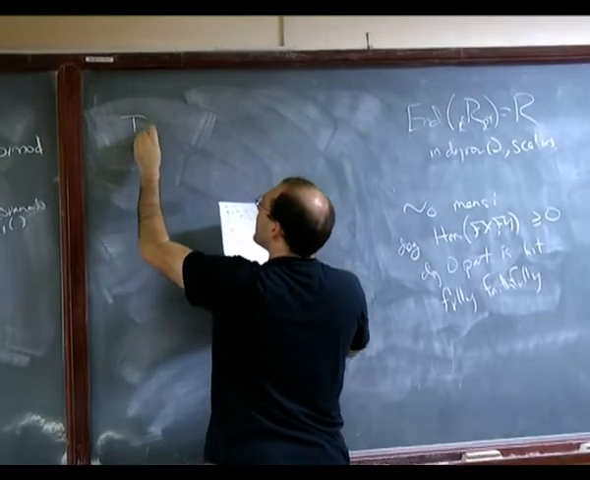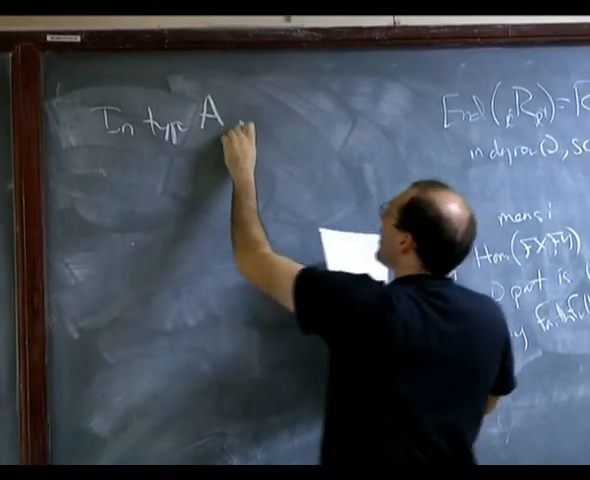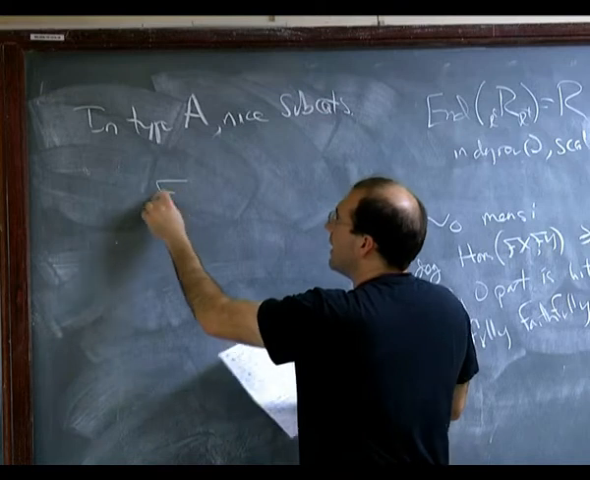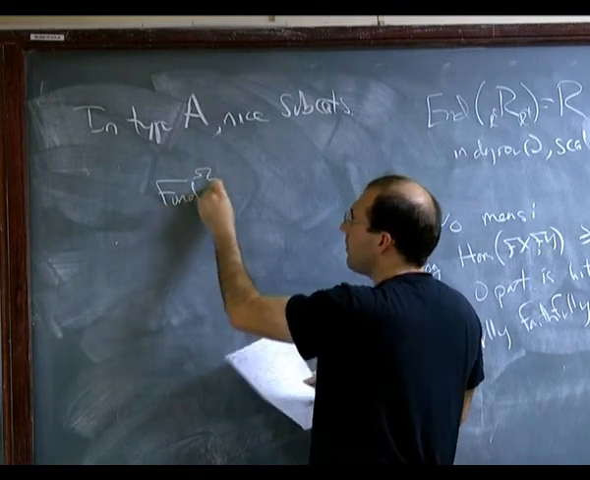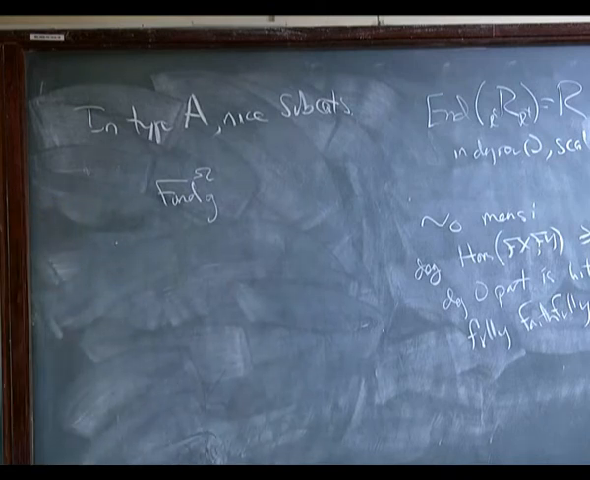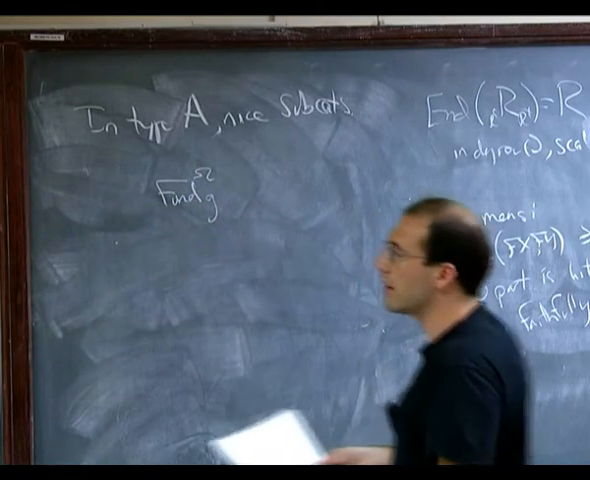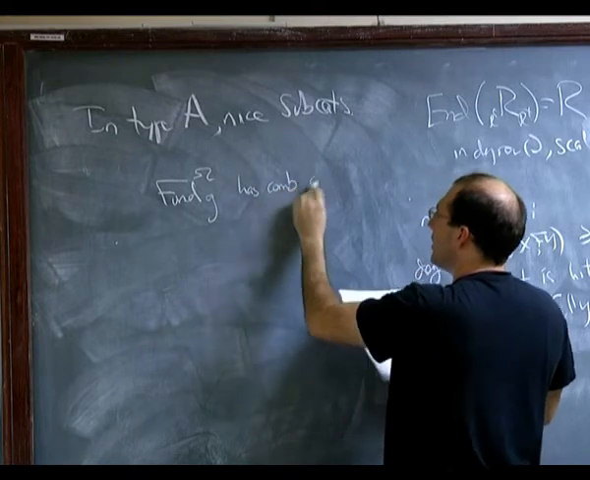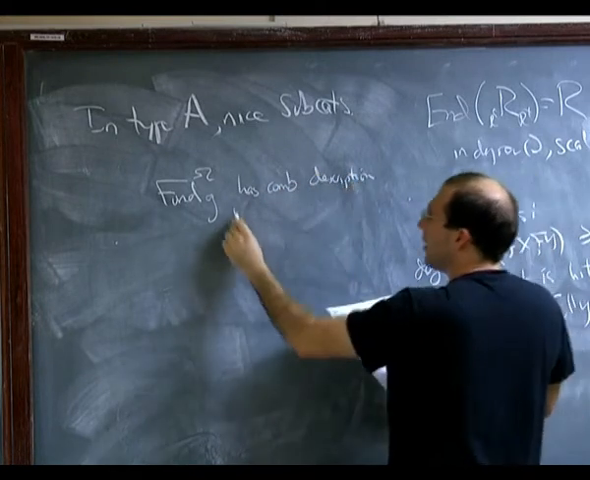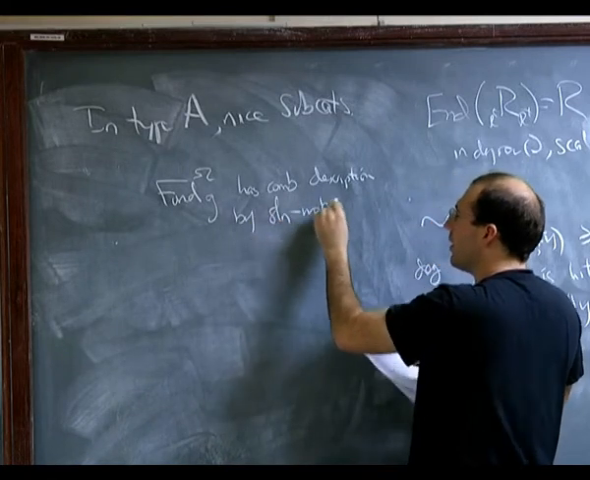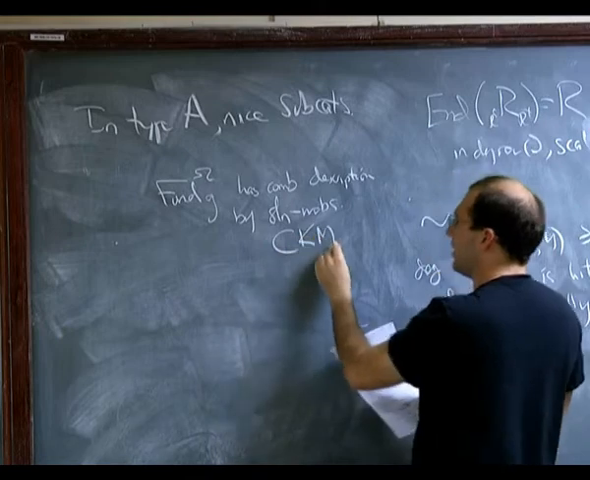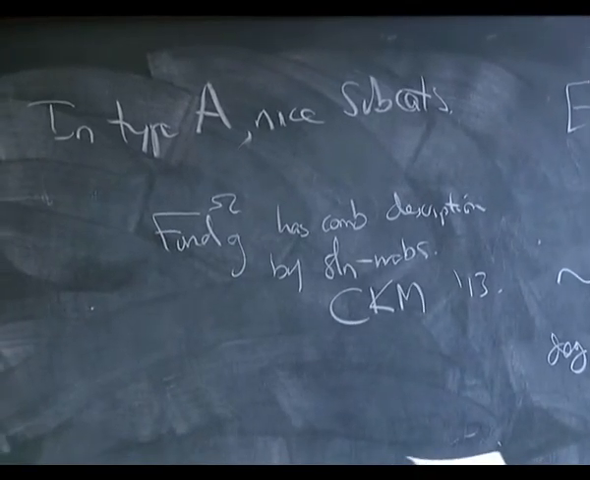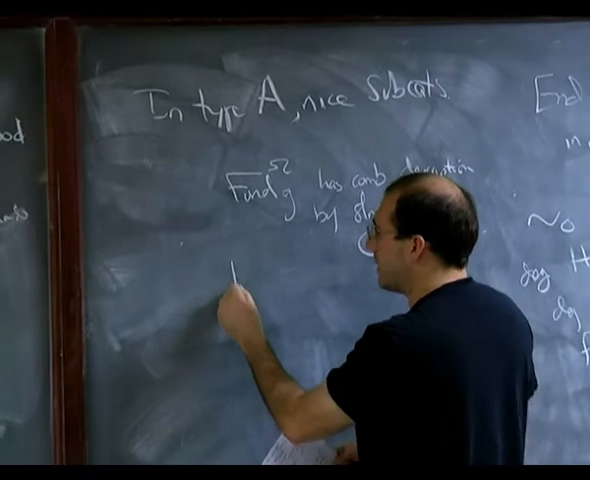So in type A, we have nice subcategories. The point is, we already know what the nice subcategory of one side is. It's going to be tensor products of fundamentals. But the point is that in type A, all fundamentals are minuscule, and so we can understand things fairly easily. So this has a nice combinatorial description by things called SL_N webs. This is due to Cautis, Kamnitzer, and Morrison in 2013. Fairly recent. And I'll just say, it's generated by maps that look like this.